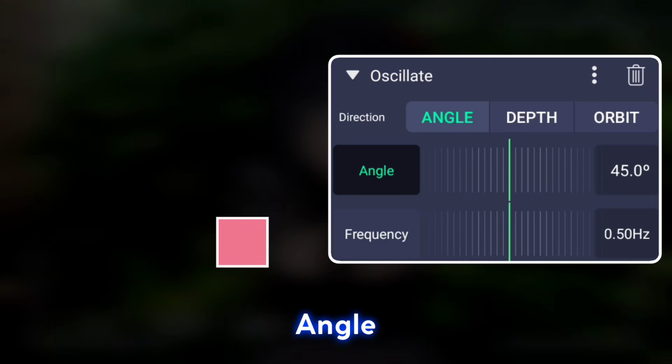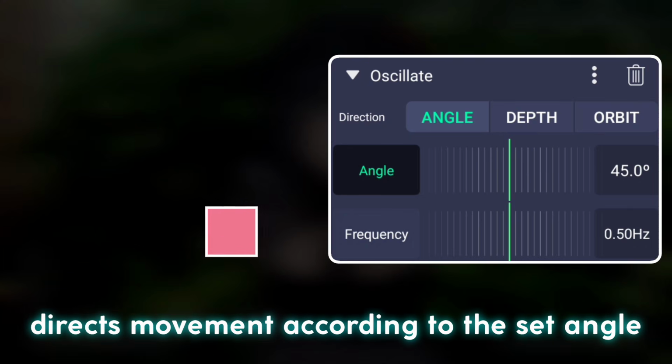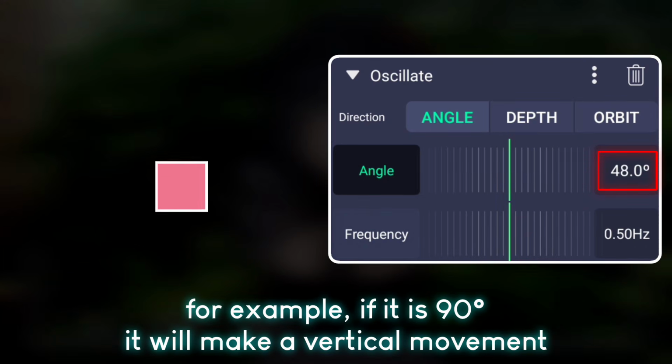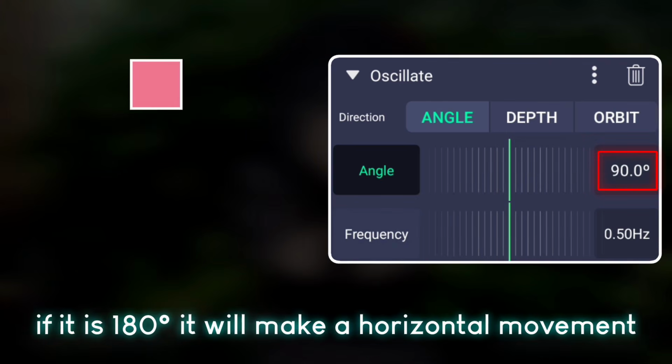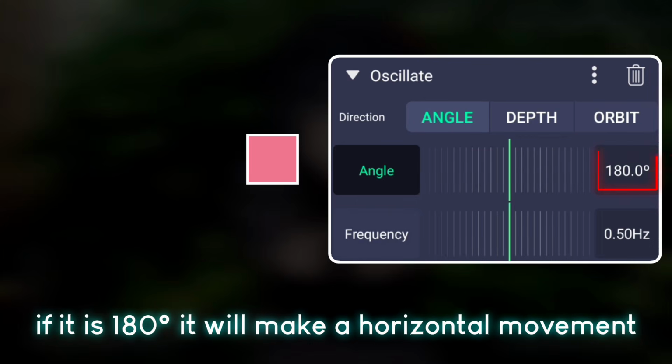Angle directs movement according to the set angle. For example, if it is 90 degrees, it will make a vertical movement. If it is 180 degrees, it will make a horizontal movement.